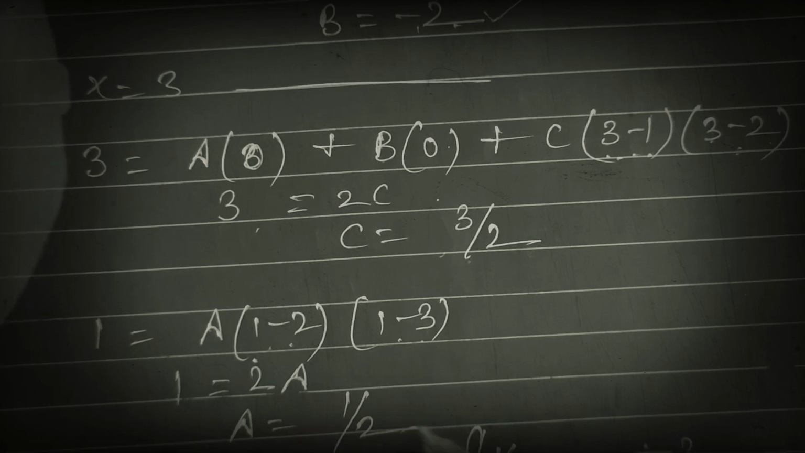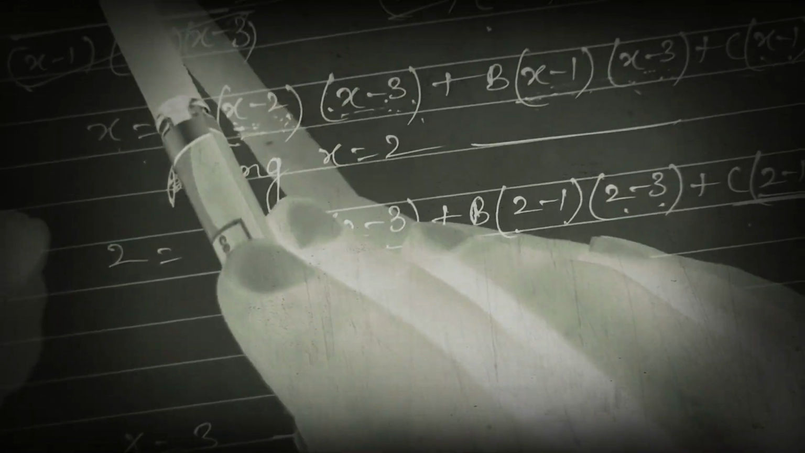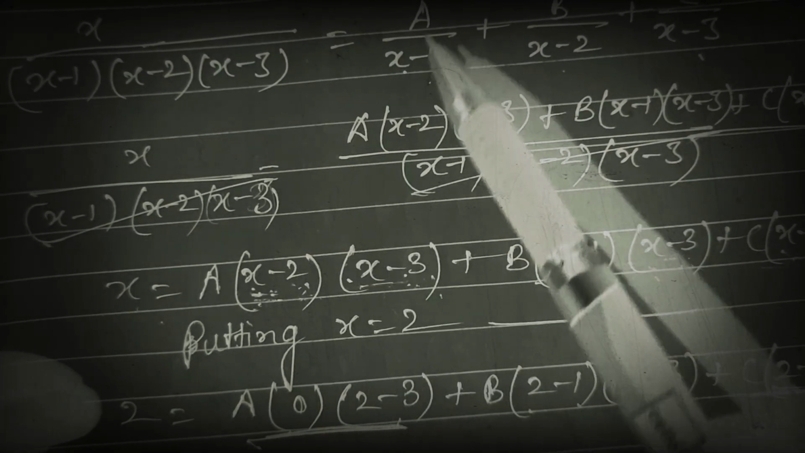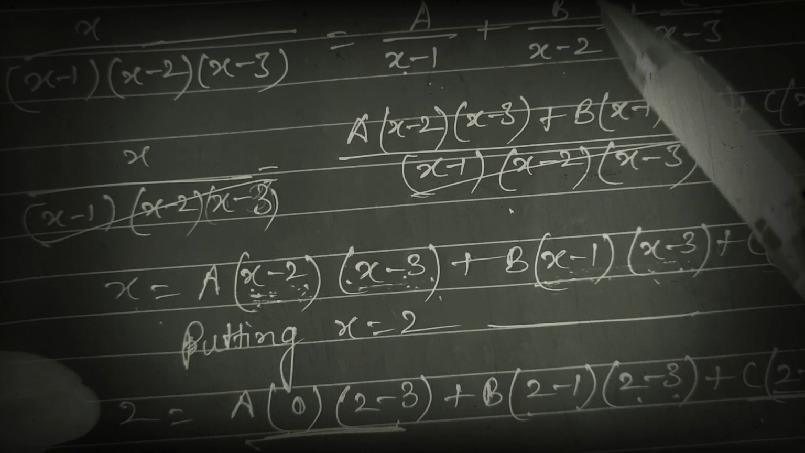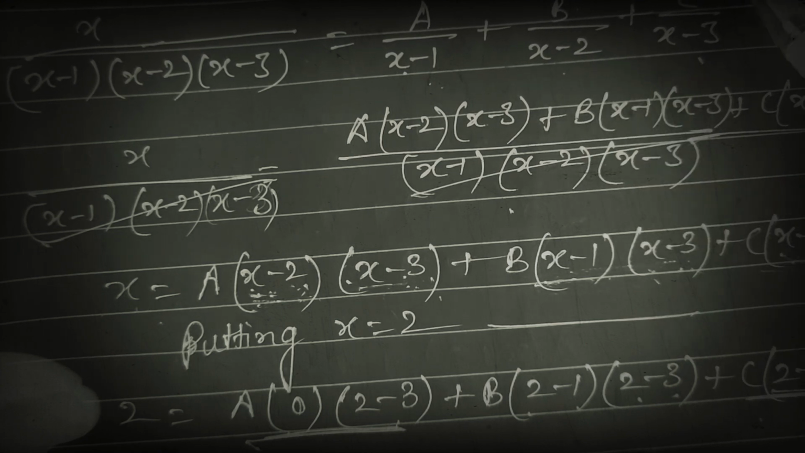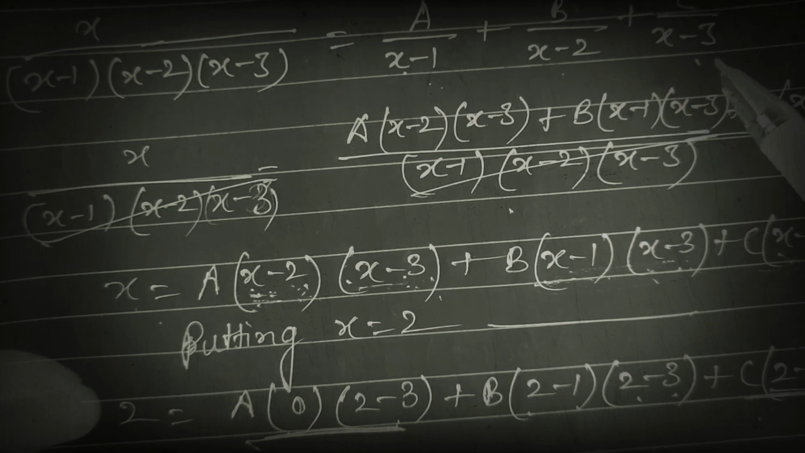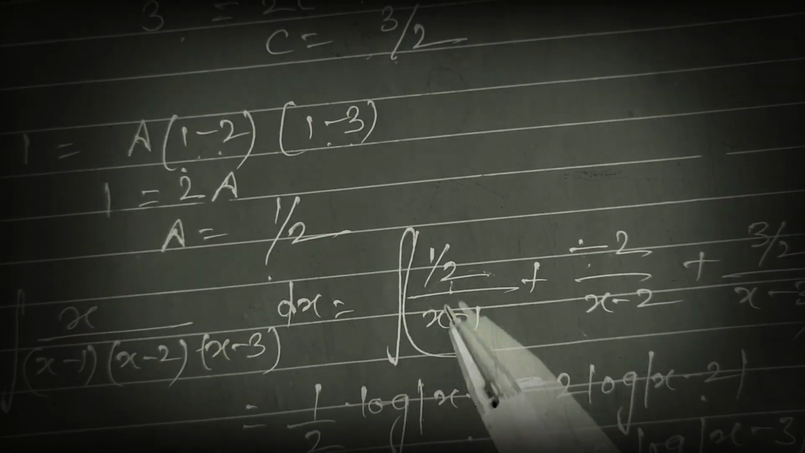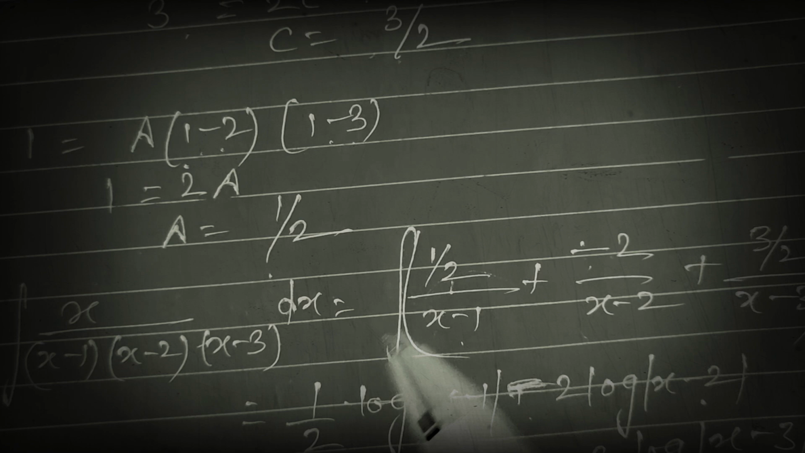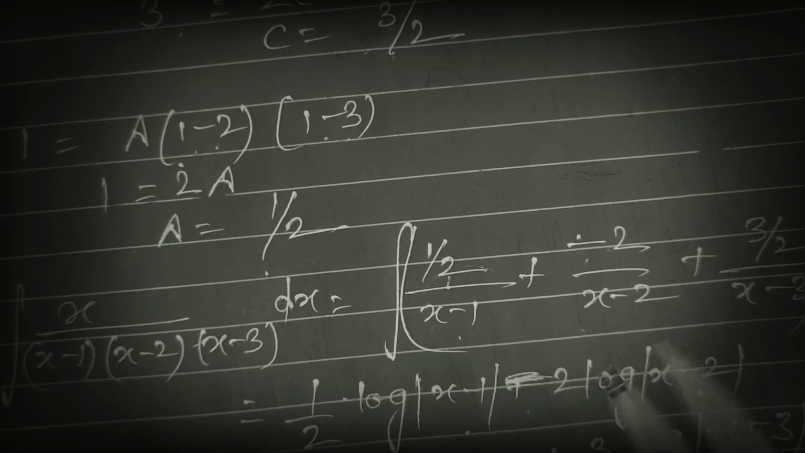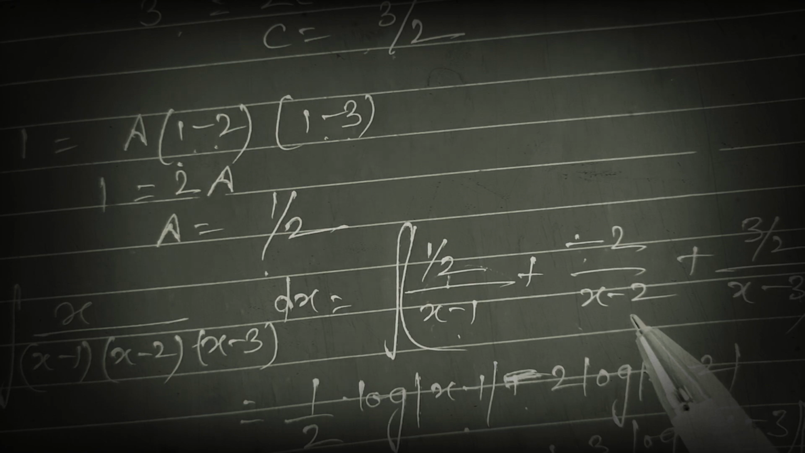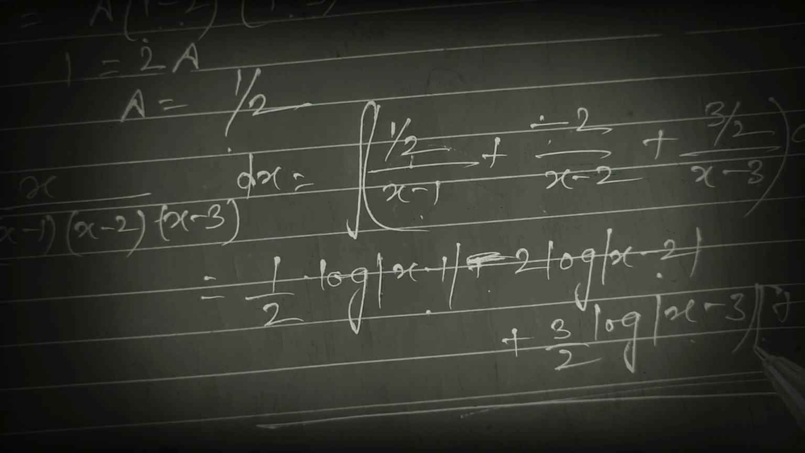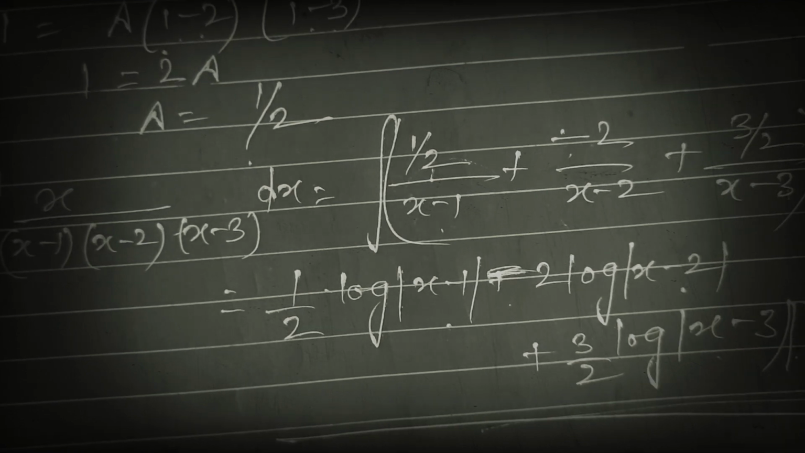Then we put the A, B, C values in the first equation. X upon (x minus 1) into (x minus 2) into (x minus 3) is equal to (1 by 2) upon (x minus 1), B value is minus 2 so minus 2 upon (x minus 2), C value is 3 by 2 so (3 by 2) upon (x minus 3). Then we take the integration. Integration of (1 by 2) upon (x minus 1) is 1 by 2 log of (x minus 1), minus 2 as it is, its integration is log of (x minus 2), plus 3 by 2 times log of (x minus 3), plus C. So we can do questions related to these types.